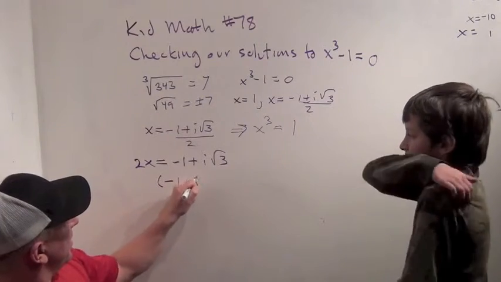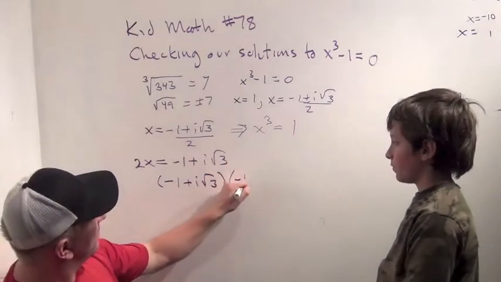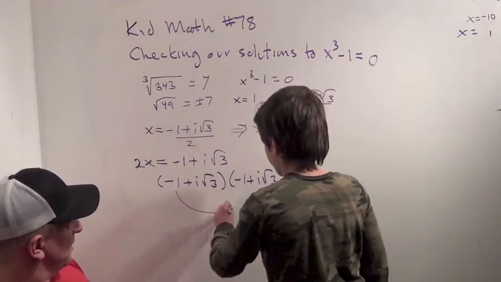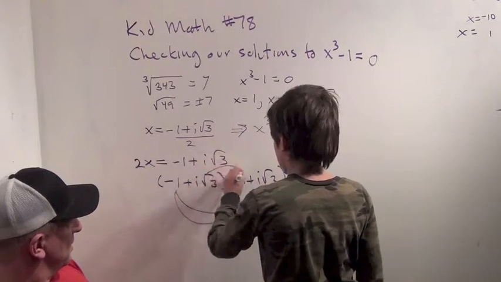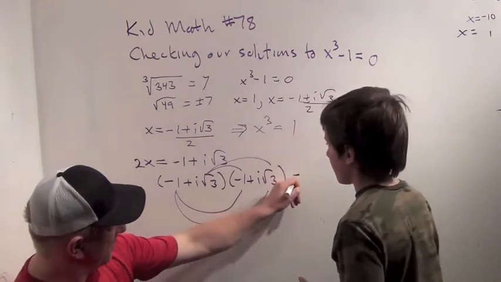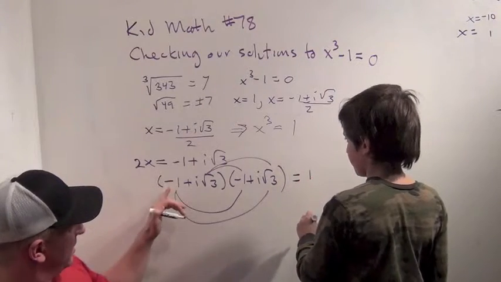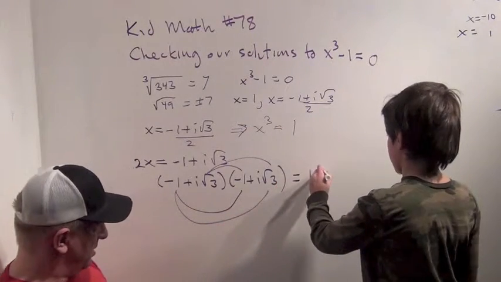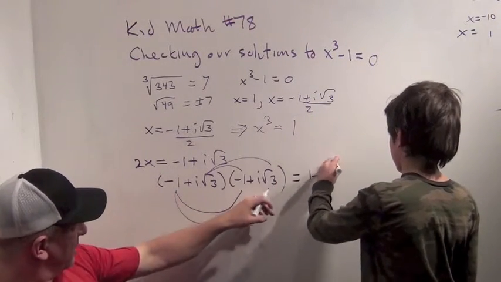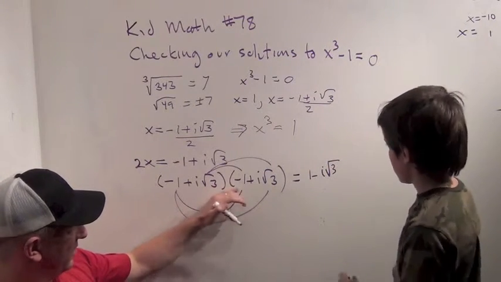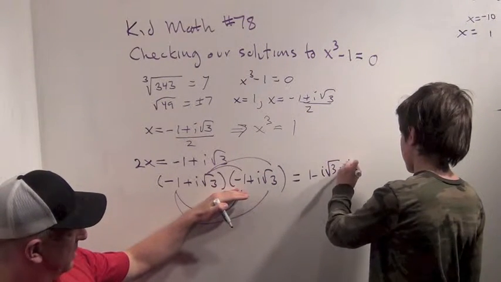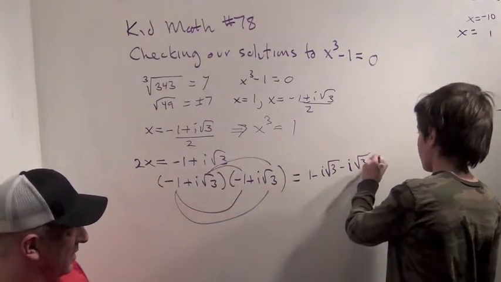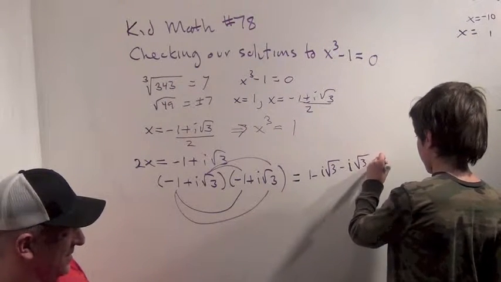Negative 1 plus i times the square root of 3, times negative 1 plus i times the square root of 3. How do I multiply that out? Multiply it through like this, and then through like that. So we get 1, then minus i times the square root of 3. Now we get i times the square root of 3 times minus 1, minus i times the square root of 3. And then i times the square root of 3 times i times the square root of 3, which is negative 3.